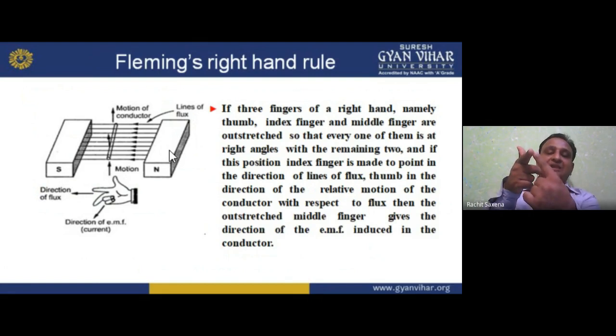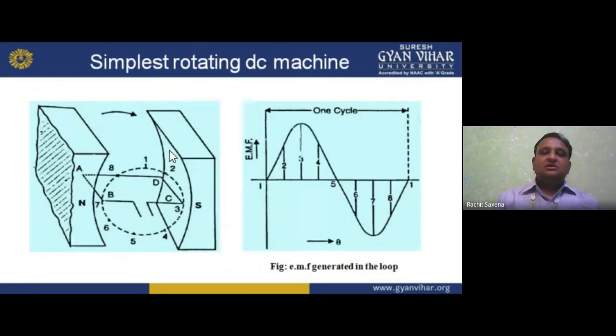This is your magnetic flux, or we can say field, and the thumb shows the motion of the conductor, the force, we can say. So force, B and E. Through this, we can see it is given by Fleming's right hand rule. I hope you understand.